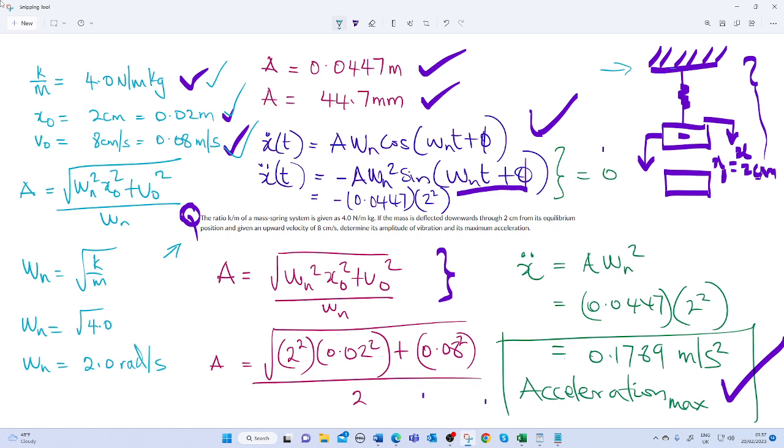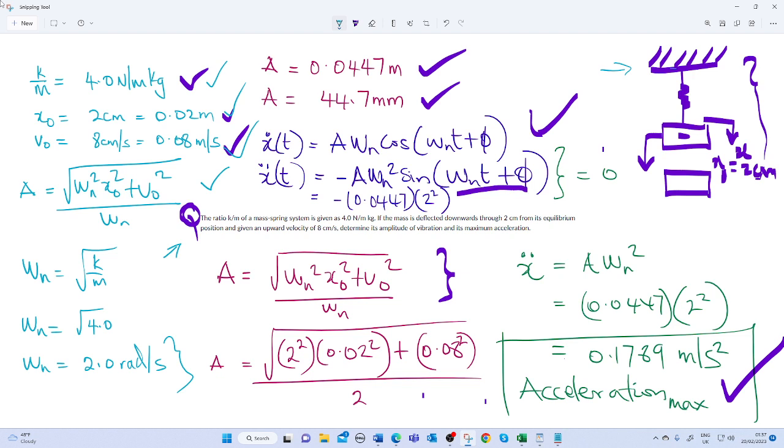Now, by using the formula for this particular case, which is amplitude A equals the root of Wn squared x0 squared plus V0 squared, all over Wn, knowing that our Wn, that is the angular frequency, equals the root of K over M. So therefore, we have been given K over M to be 4, so that our Wn equals the root of 4.0, that gives us 2.0 radian per second.